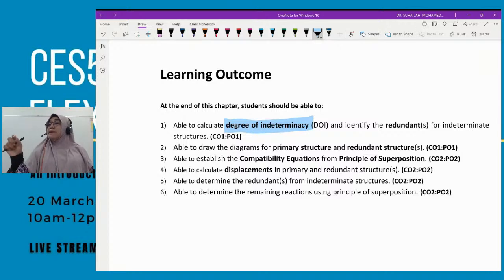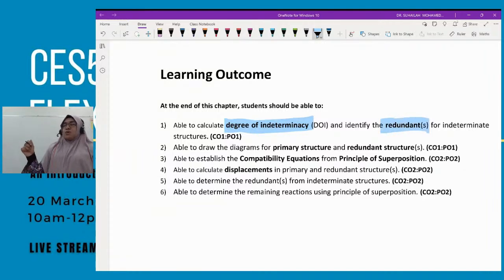To determine the determinacy of the structure, we want to know whether the structure is unstable, determinate, or indeterminate. We calculate the degree of indeterminacy, n_i. It is very important, because from the number of degrees of indeterminacy, we will identify the redundant. What is redundant? Redundant is very important.